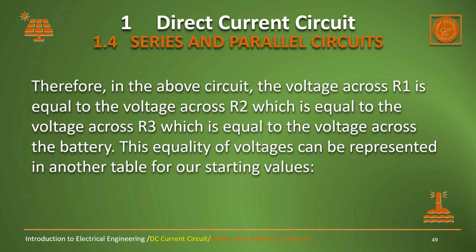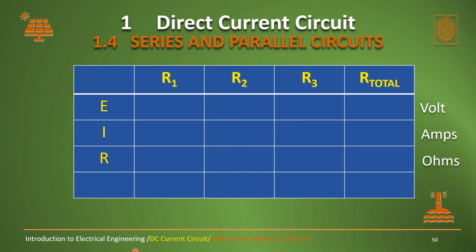This equality of voltages can be represented in another table for our starting values. We can create a table similar to the series connection. In this row, it shows the components in the circuit. In the above parallel circuit, there are only three resistors, so we call them R1, R2, R3. If there are more than three resistors in the circuit, for example 5 resistors, you can add R4, R5, and move the total to the right side.